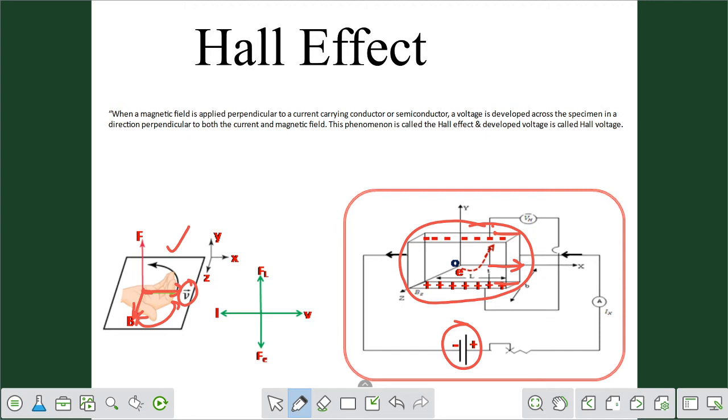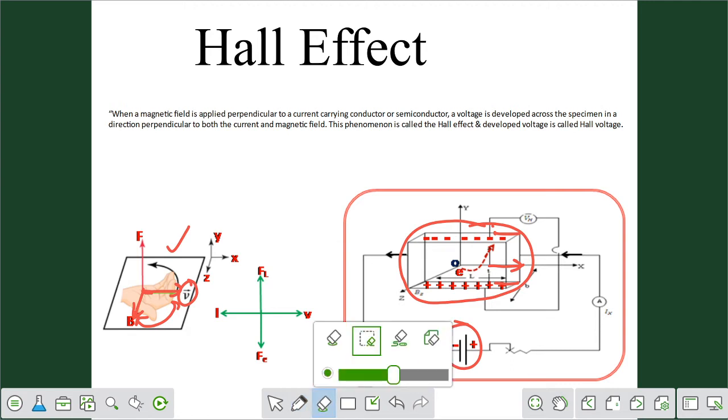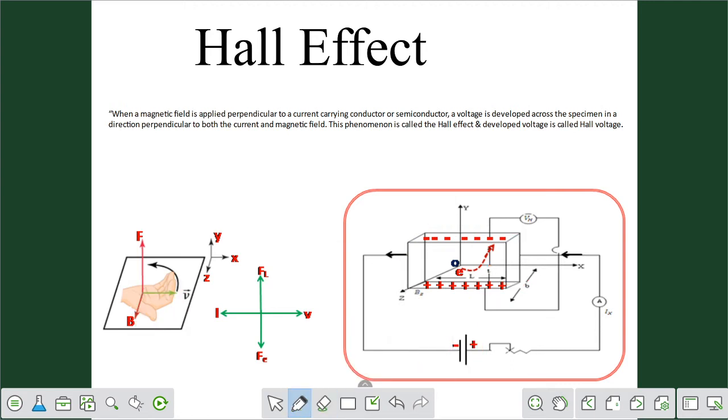Okay, so see this diagram. In that diagram the fingers turn, and that direction of the fingers gives the force direction which is applied on that moving electron. It means the electron will move toward the upper surface of this semiconductor specimen. It means all electrons will accumulate at the upper surface of this specimen, and correspondingly the holes will accumulate at the lower surface of this specimen.